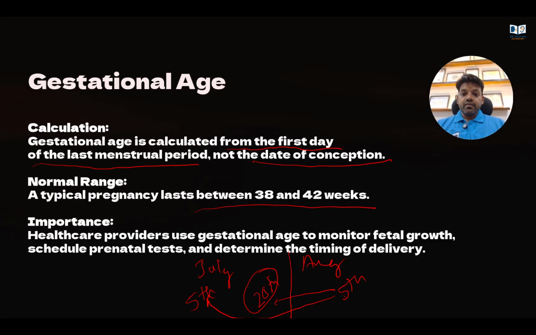And healthcare providers use gestational age, which is very important, to monitor the fetal growth, schedule prenatal tests, and determine the timing of the delivery. Then they say, okay, this can be the probable date of the delivery. I hope this is very clear, because in future you will be hearing this term a lot: gestational age, 5th week of gestational age, 6th week of gestational age. You should be able to take the reference that it is from the last menstrual date.